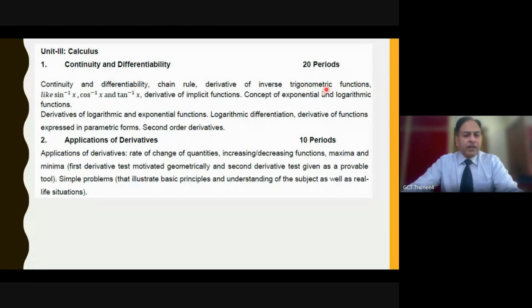Chain rule, derivative of inverse trigonometric functions like sine inverse, cos inverse, and tan inverse. To my understanding, the paper setter will not give questions based on cot inverse x derivative or secant inverse derivative. Though the formulas are very simple, and I have taught them to my students, in the examination you will be expecting questions based on these three only. Then we have simple ideas of exponential, logarithmic functions and their derivatives, parametric form, and second order derivatives. Generally there is no confusion.